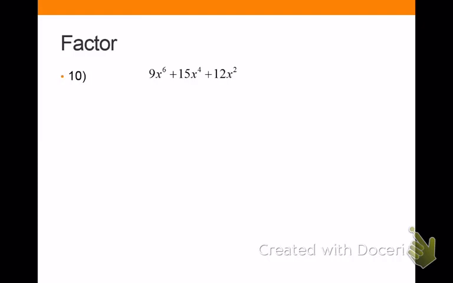Okay? So what we need is the greatest common factor. The largest number that will divide into all three of those is 3. And they all have at least 2 x's, so x squared is going to be part of your greatest common factor. Now, if I divide each term by 3x squared, what's going to happen?